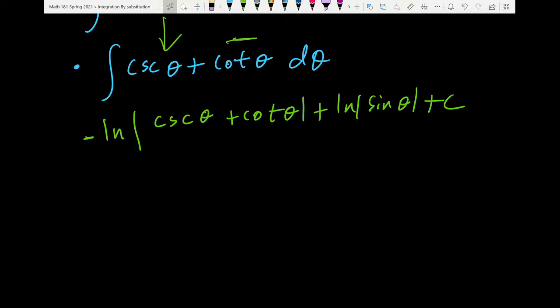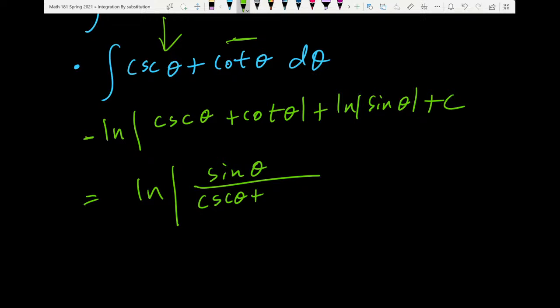Hopefully you guys refreshed the logarithmic properties. If it's minus, that means it's a division. Cosecant of theta plus cotangent of theta plus c.